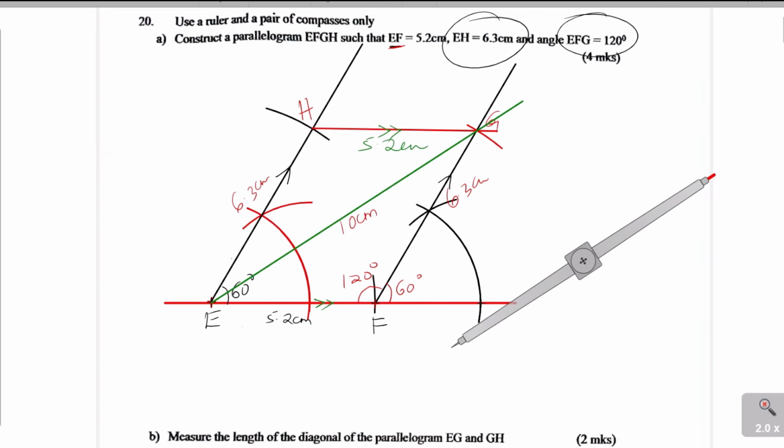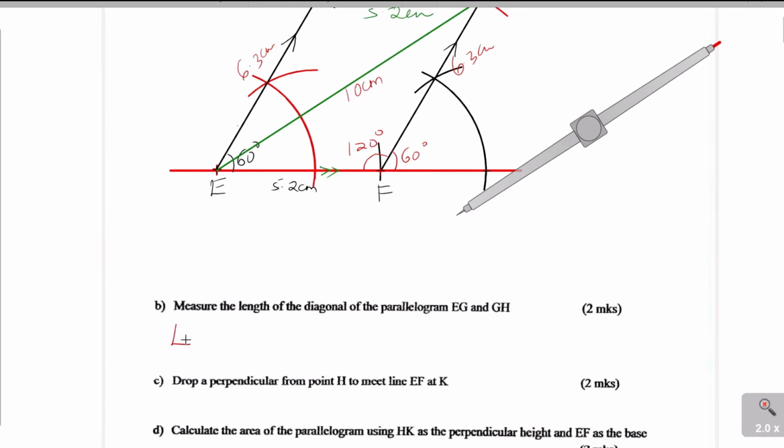And then the other one is GH. GH is 5.2. That one is equivalent to EF. EF is equal to GH, that is 5.2. So we can fill that: EG is 10 centimeters and GH is equal to 5.2 centimeters.